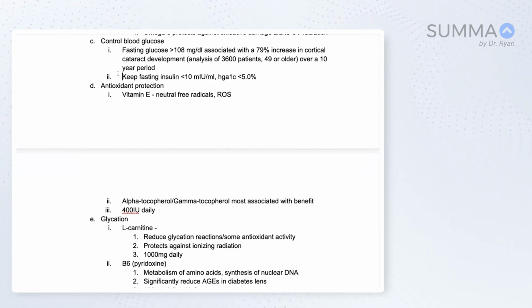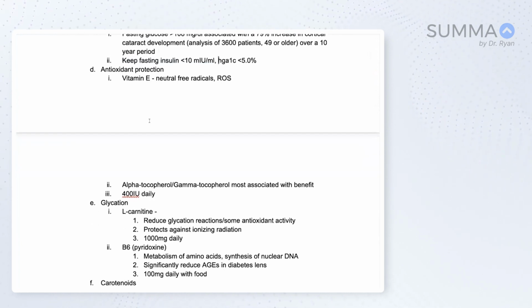And so ideally, to limit this aspect from affecting your lens, you want to keep your fasting insulin less than 10 milliunits per milliliter and a hemoglobin A1C less than 5%. And this is quite possible. It may take a little bit of time, but trying your very best to get down to these levels can really improve that aspect. And then what about supplements?